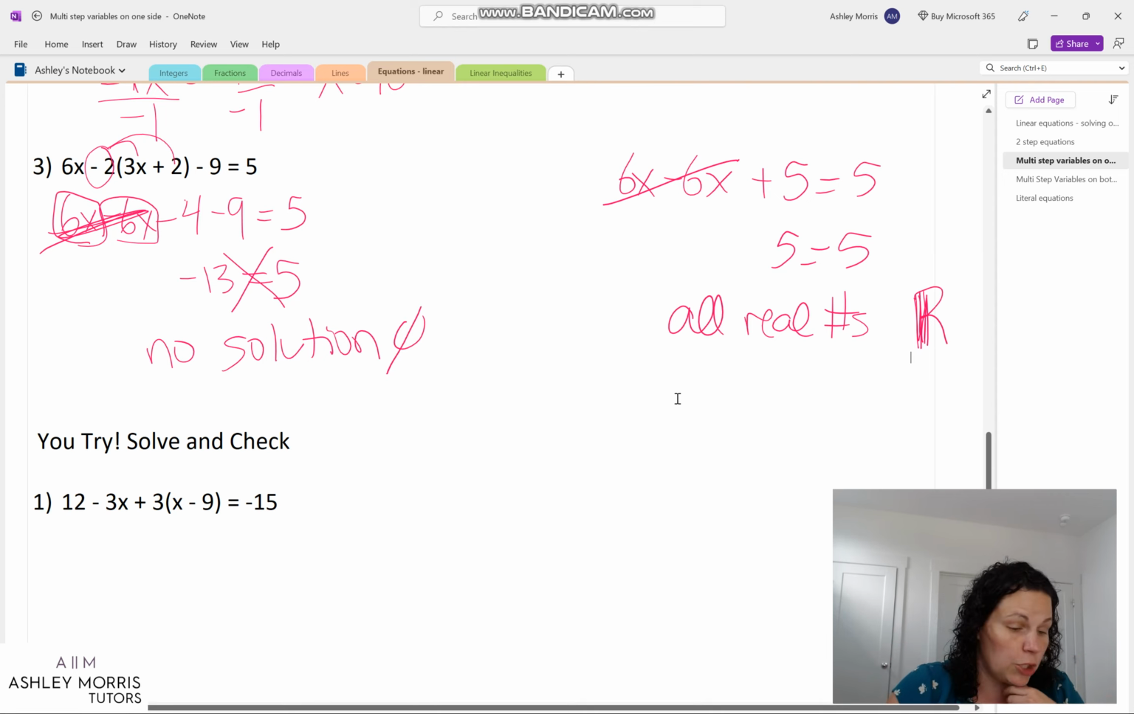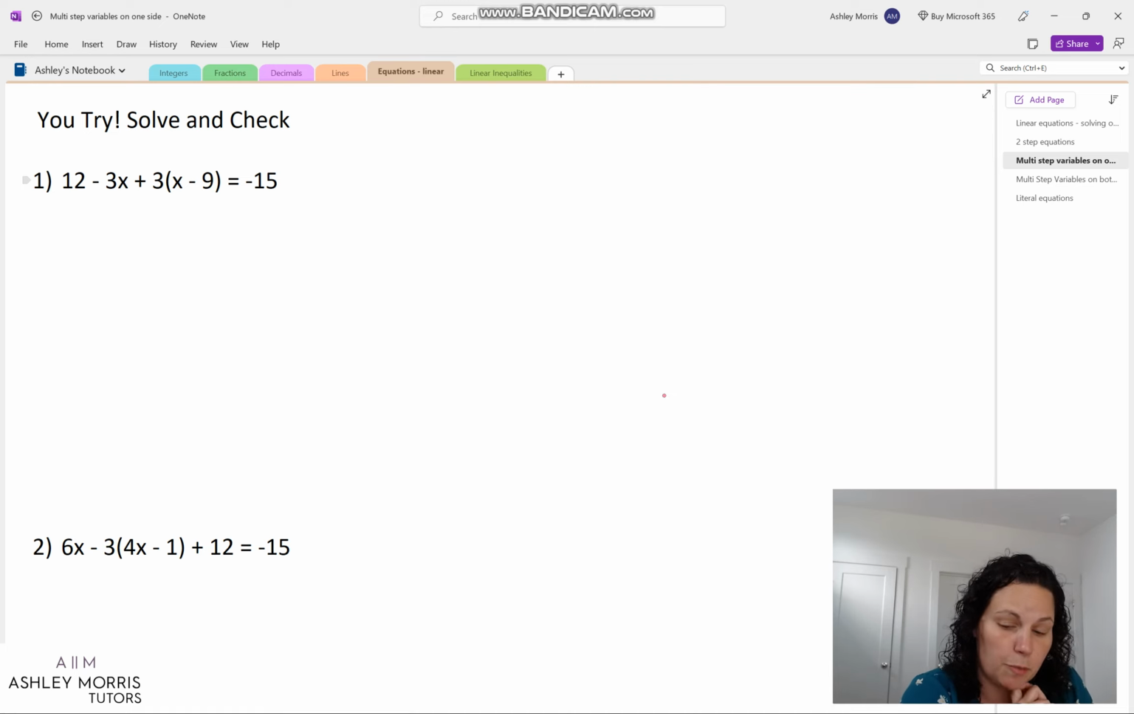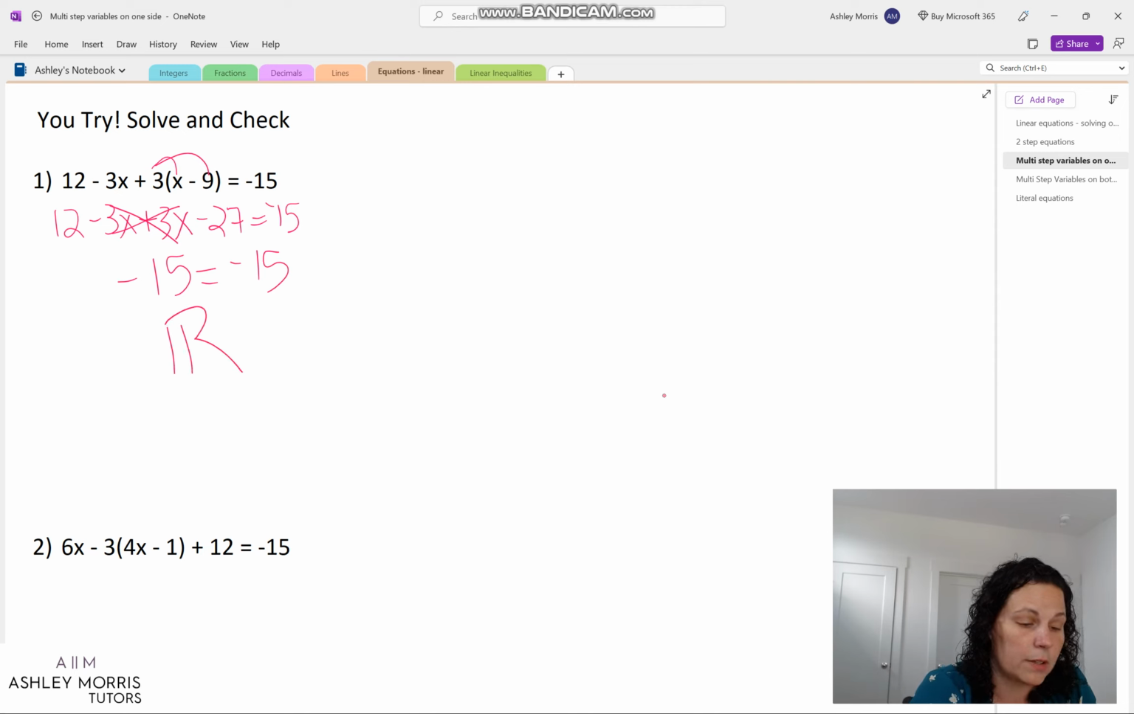All right, now I want you to pause and try these two and then come back. So let's see. I'm going to do this one now that you've paused and done it on your own, right? All right, so we're going to distribute. 3 times 9 is 27. Be careful with your signs. Negative 3 plus 3, that's gone. So 12 minus 27, that's negative 15. Hey, that's all real numbers. It was a true statement.